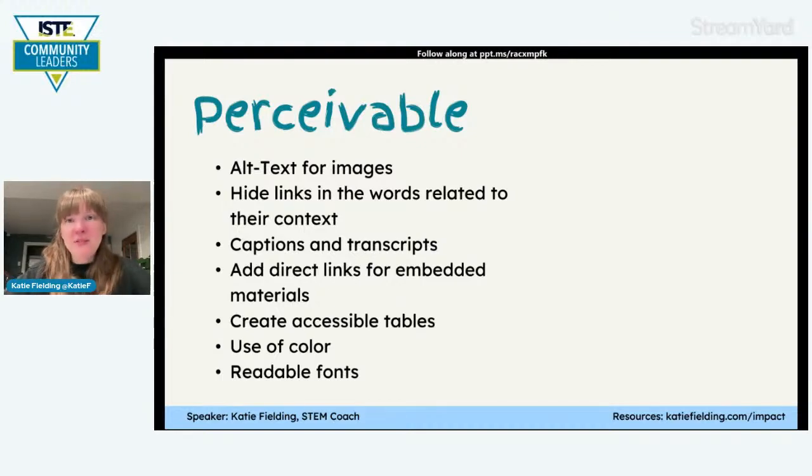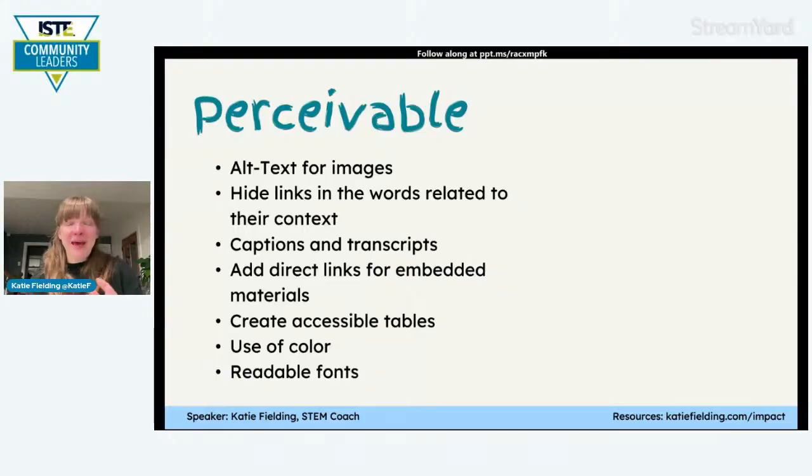Captions and transcripts for videos, we want to provide captions, and for podcasts, we want to provide a transcript. So that's why I'm using PowerPoint Live right now, so that if you need caption support and it helps you to read along as I'm talking, I don't know about you, but I only watch TV with captions now. It is there, and I planned that in my design of this lesson that all students would have that, whether they needed it or not. Direct links for embedded materials.